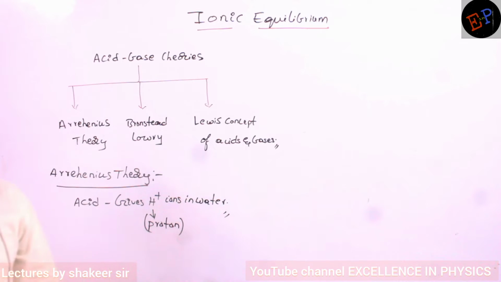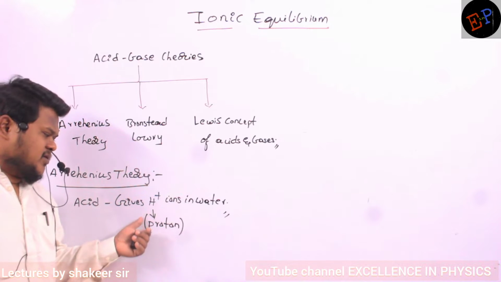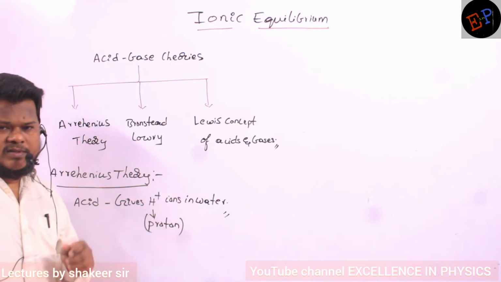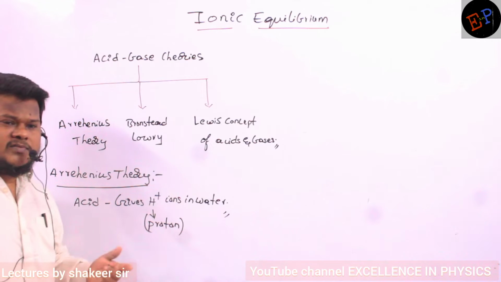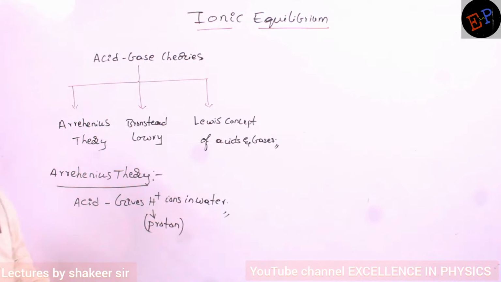Why can you call it a proton? Because hydrogen has only one electron. If that one electron is removed, what is the remaining thing? Only the nucleus is present, and in that nucleus only one proton is present. So therefore H plus ion you can call a proton also. This is the definition of an acid according to Arrhenius Theory.